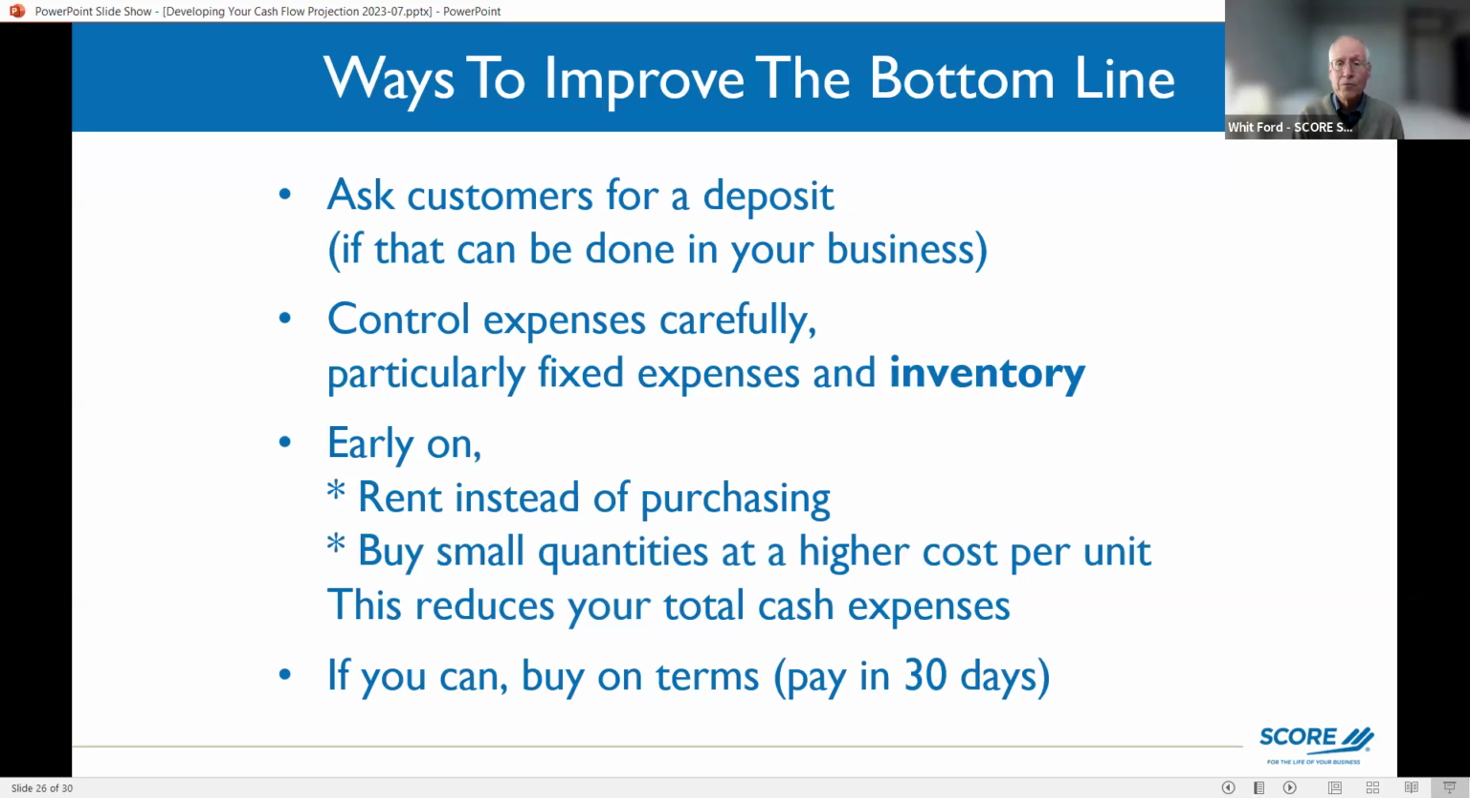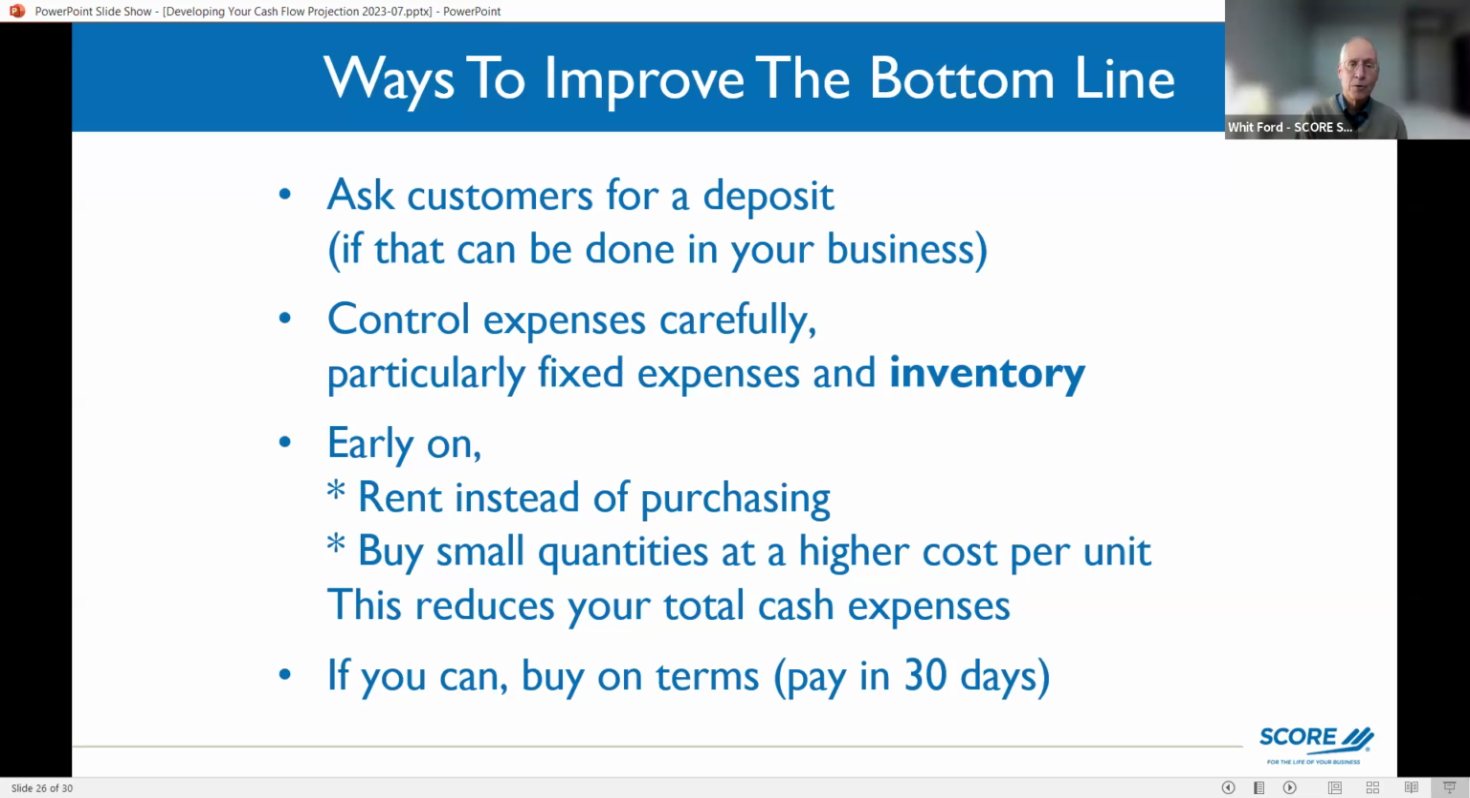So, ways you can improve your bottom line, your cash balance. As I said, ask customers for a deposit before you send them what they've ordered. That doesn't work for all industries, but for example, if you're a consultant, you can certainly ask for a deposit, and then that reduces a later bill. Lawyers call that a retainer.